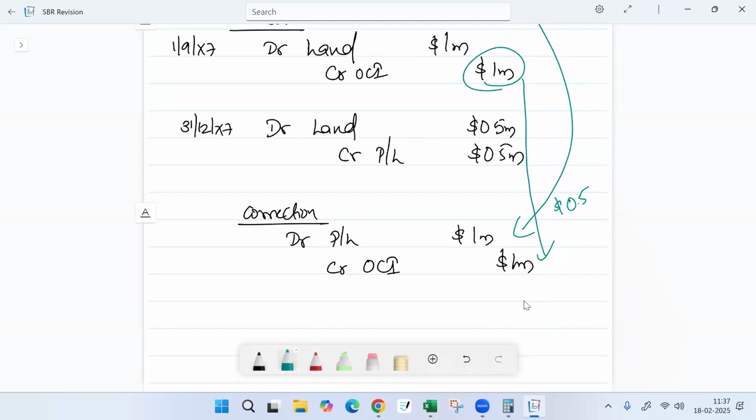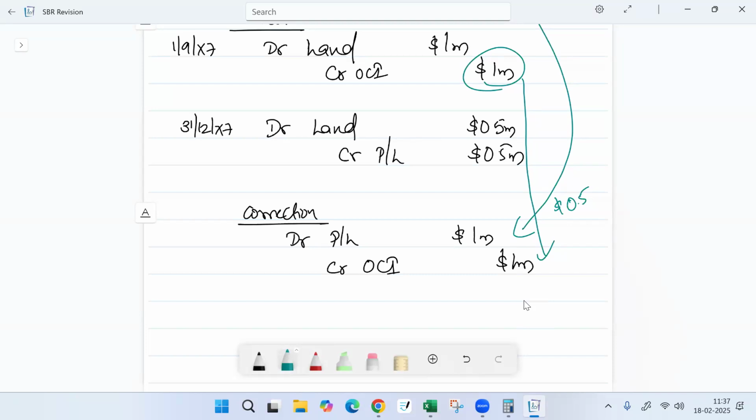IAS 40 gives an entity a choice of accounting policy, either the fair value model or the cost model. Correct? IAS 40 states that if the fair value of an investment property is not readily available, then the entity should use what model? Cost model. Correct? It is only in exceptional cases that the fair value of the investment property cannot be measured reliably. Here, CL has a good understanding of how to determine the fair value of the land, right? And a similar plot was sold for how much? 11 million. Hence, as per IFRS 13, this land would constitute a level 2 or level 3 based upon the market approach.